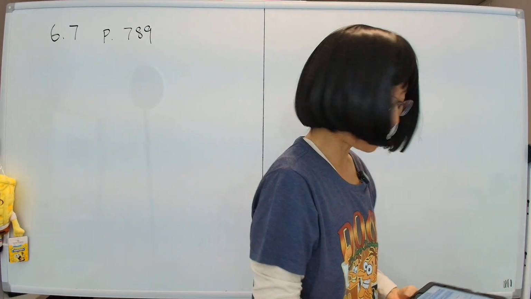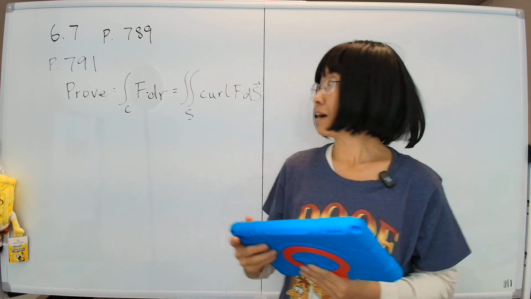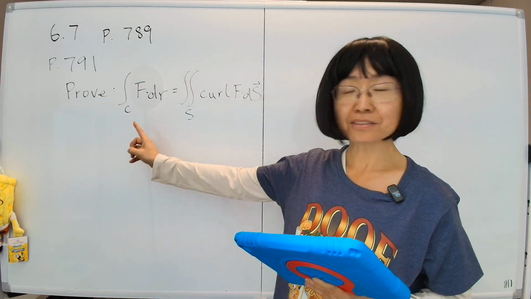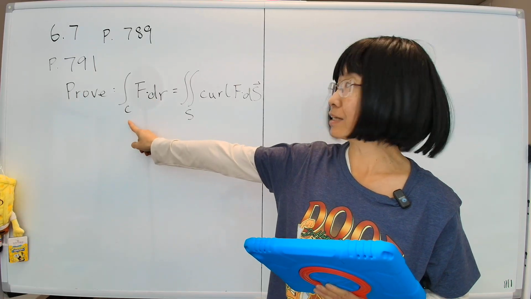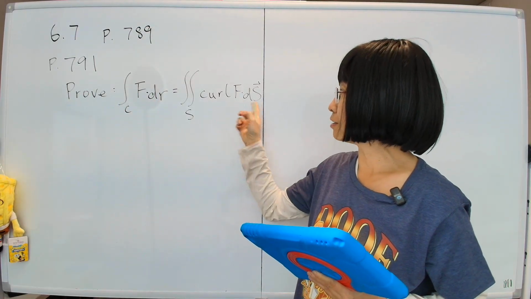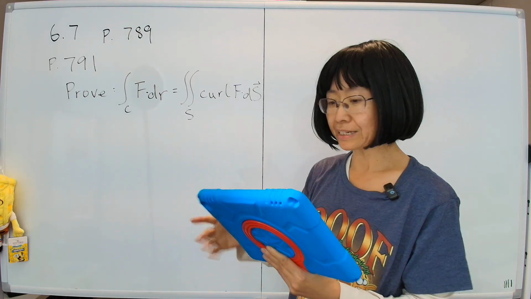Now with that, we are ready to prove Stokes' theorem. So what was Stokes' theorem? That means the integral of F dot dr around some curve is the same as the integral of curl F dot dS over the whole area, and we're going to prove this relationship holds.